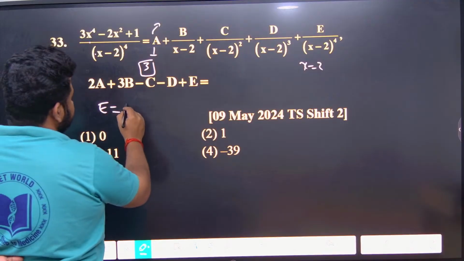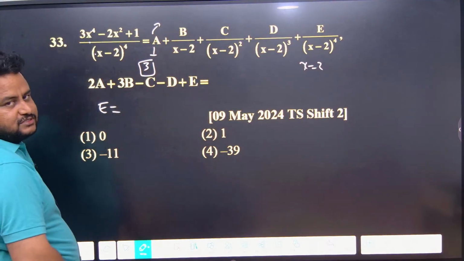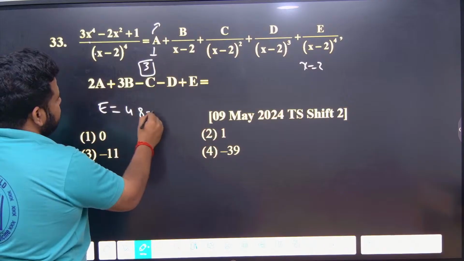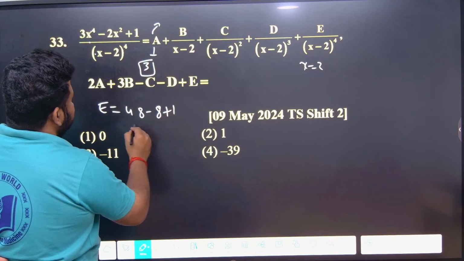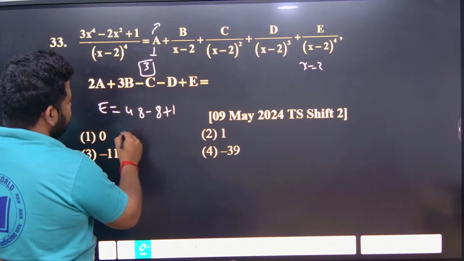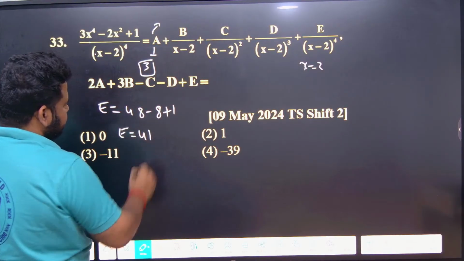So that gives me 3 into 2 power 4. 2 power 4 is 16, 16 3s are 48. 2 2s are 4, 4 2s are 8, plus 1. This will give me 41. E is equal to 41.